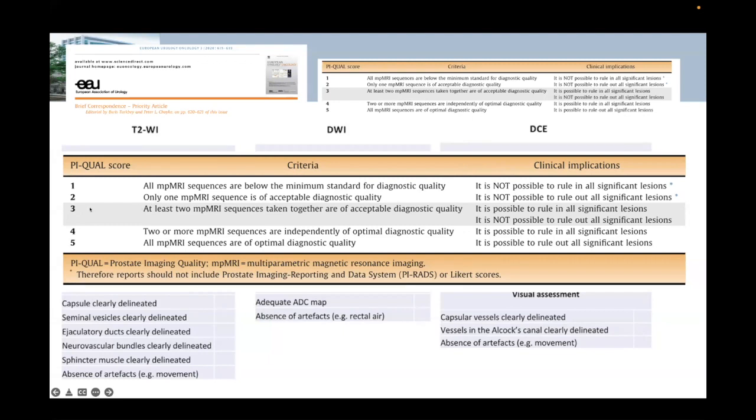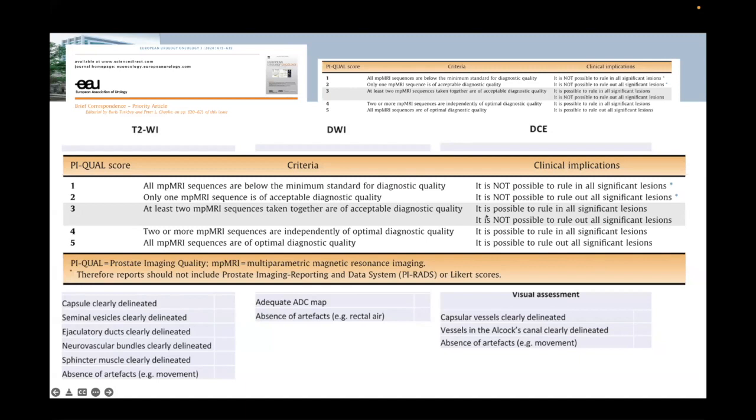If you have a PI-QUAL score of 3, it means that at least 2 MR sequences taken together, so T2, diffusion, and DCE, 2 of them are of acceptable diagnostic quality. And here we have a slightly different clinical implication. It will be possible to rule in all significant lesions, but not to rule out all significant lesions. And the key word here for PI-QUAL is all.